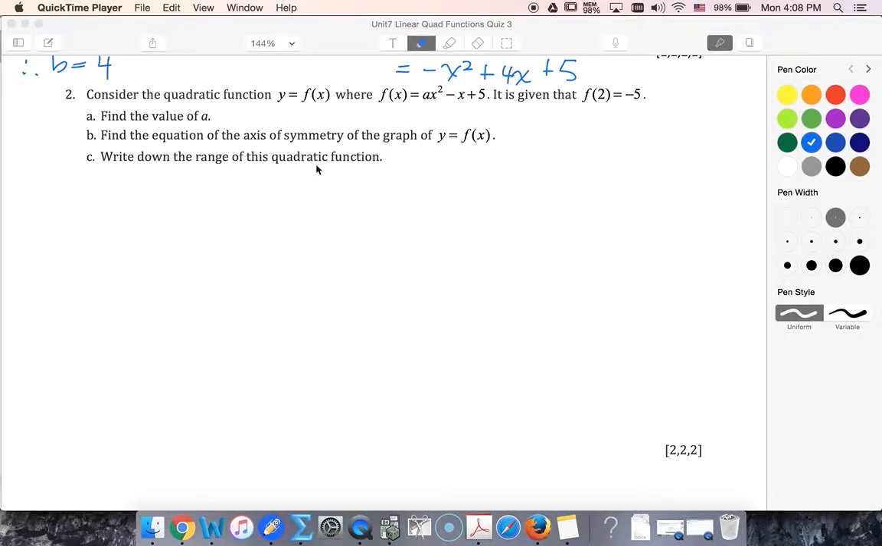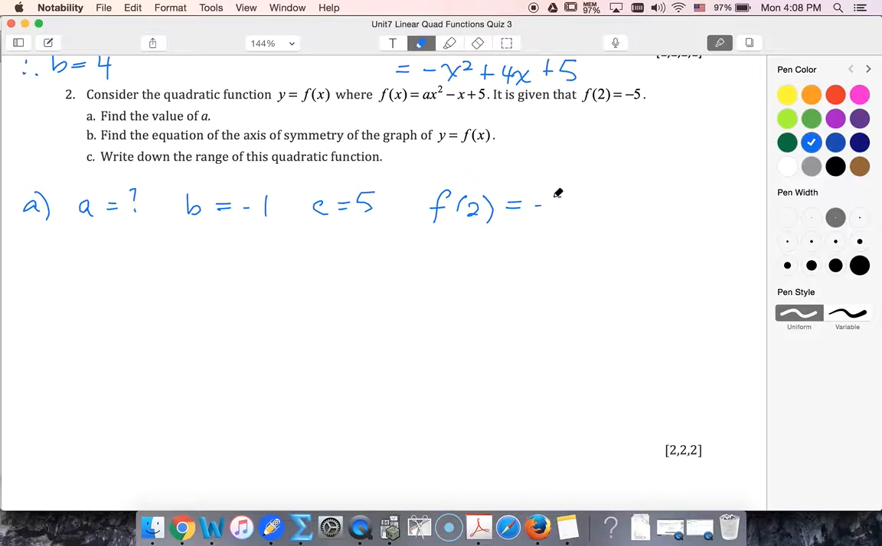Right, our quadratic function f of x is ax squared minus x plus 5. Looking at this function, I don't know a, my b value is -1, my c value is 5. I also know that f of 2 is -5. This means my function goes through the point (2, -5). So when the x value is 2, the y value is -5. So I can use this.